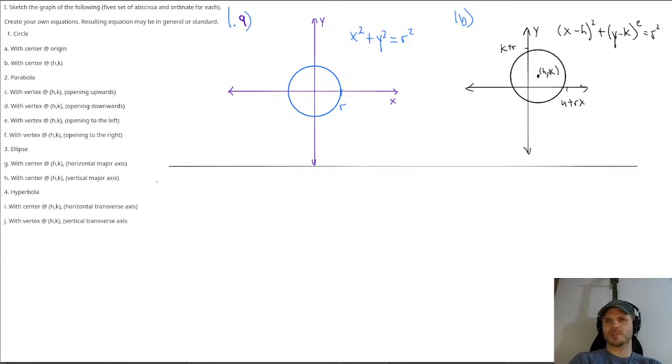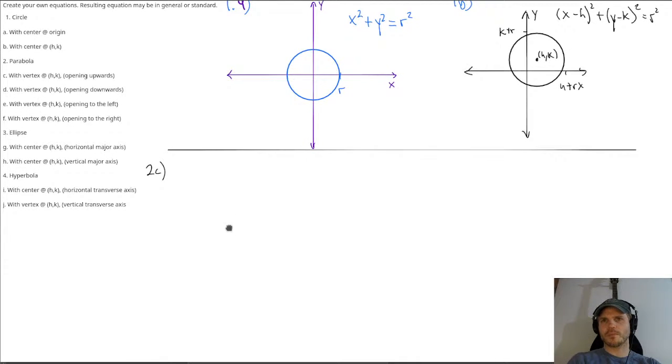Okay, parabola. So this is 2 now. Alright, 2c. Vertex (h, k), opening upwards. Alright, so we got axes. We're going to go x, y. Always got to label them so you don't get a 50% on your test. And then we want this one to open upwards. I'm going to give it a vertex here.